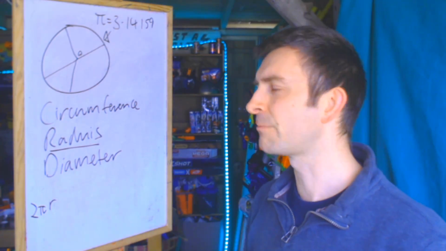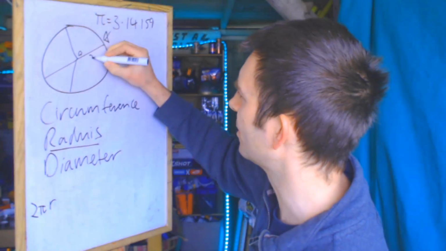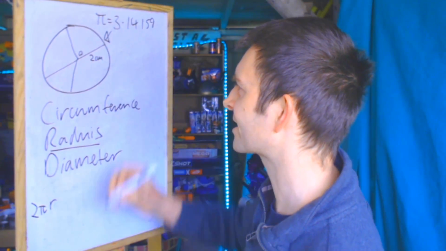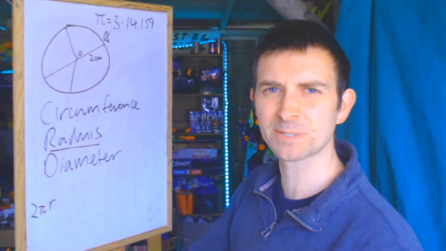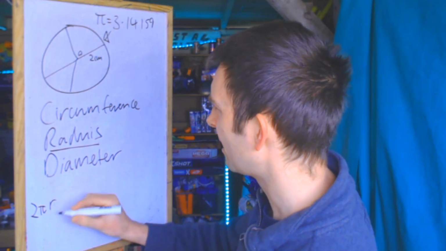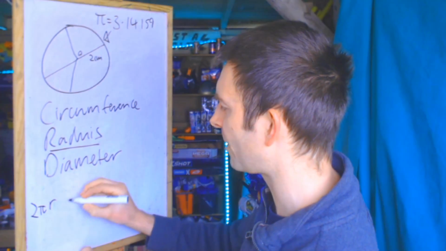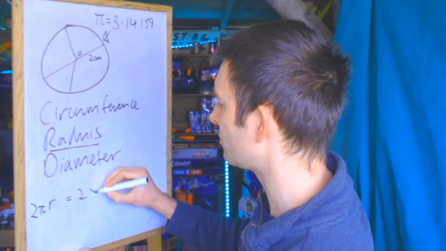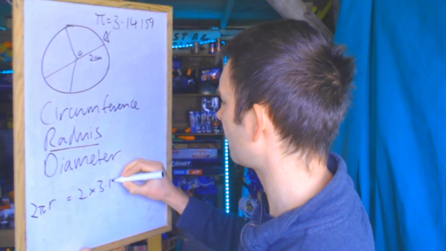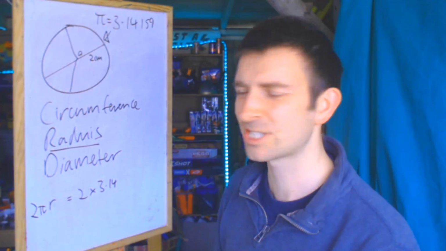So let's say, for example, that we have a radius of 2 centimeters. That's not 2 centimeters, but we'll treat it as if it is. And to work out the circumference, we would go 2 pi r, which means we'd be saying 2 times 3.14. Let's just call it 3.14 because that's easier to work with.